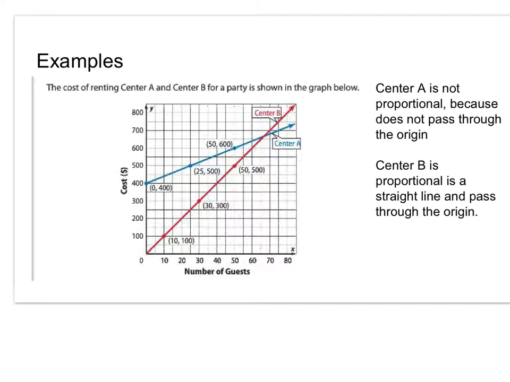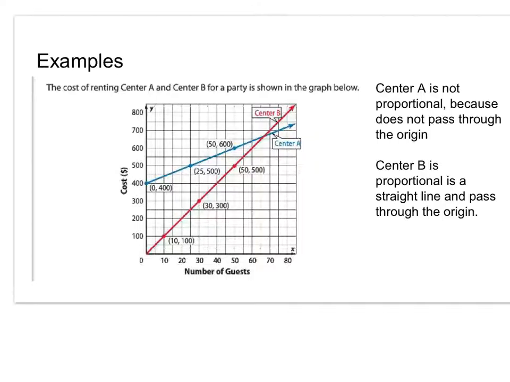So look at this example. They already have it graphed for us, and we're not going to spend a lot of time graphing since most of you already know how to graph. It says the cost of renting center A and center B for a party is shown in the graph below. So center B is the red line, it's a straight line, and it goes through the origin.